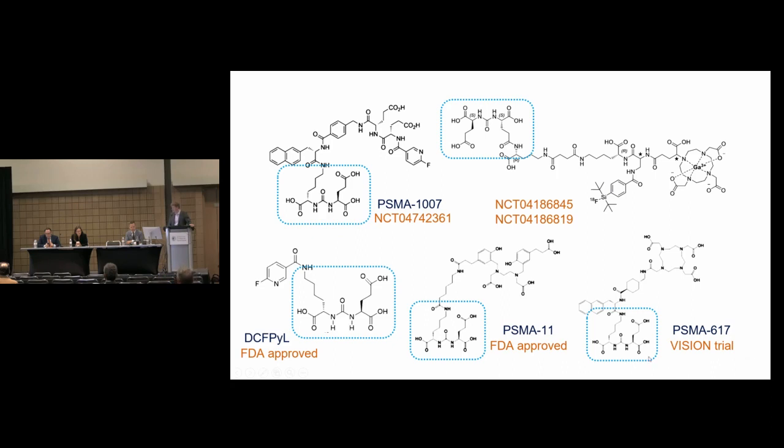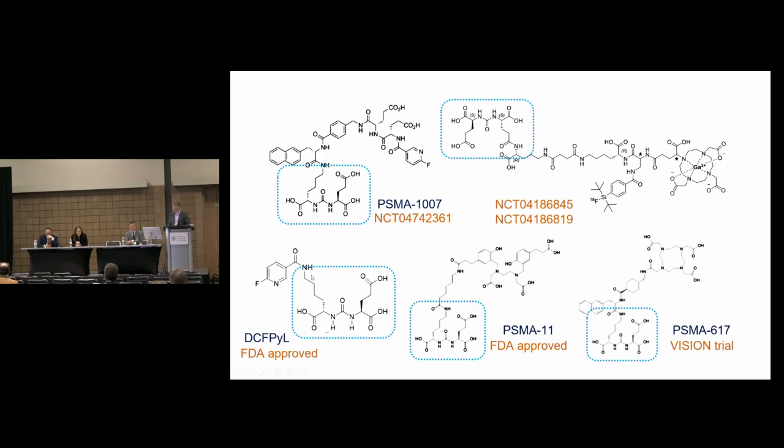PSMA-617 is the agent in phase 3 trials. In the VISION trial, it got FDA approved in March of this year, although Novartis can't deliver it to us right now, so we can't treat patients, but that's a separate issue. PSMA-11 got approved from UCSF and UCLA back in 2020, and there are now second NDAs from Telix Pharmaceuticals, and Novartis also got PSMA-11 approved as well. And then DCFPyL, this is piflufolastat, or Pylarify, got approved in December of last year.